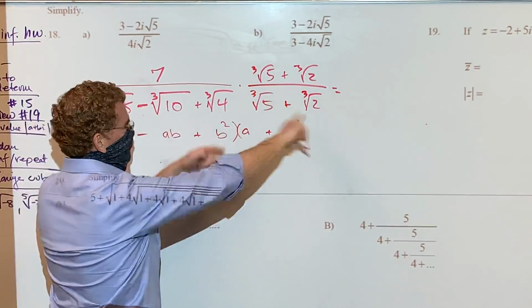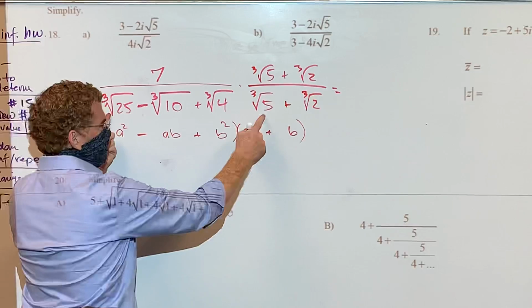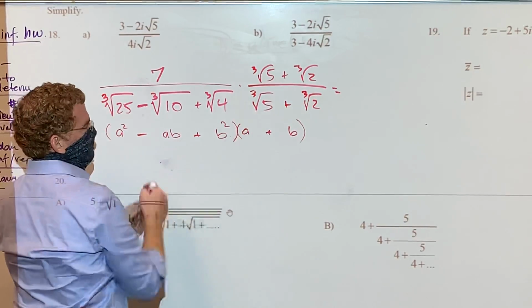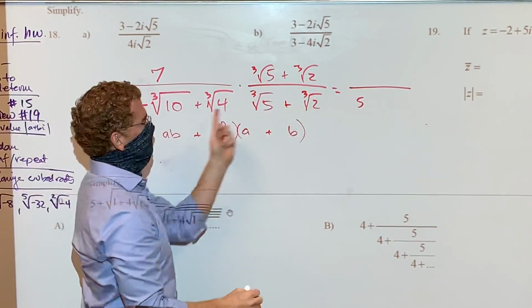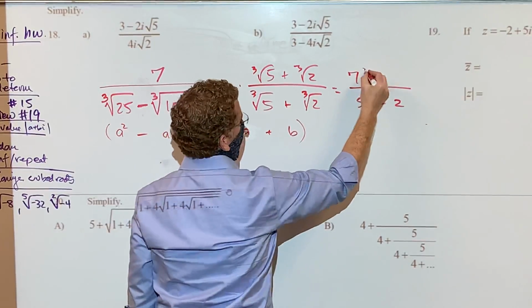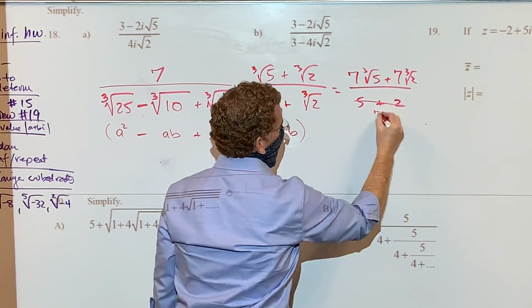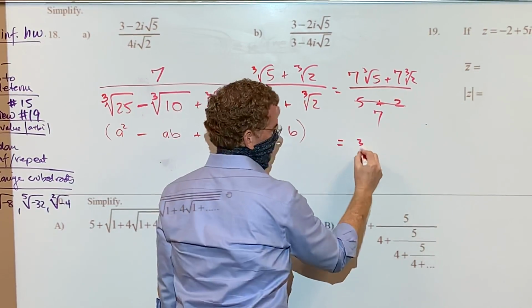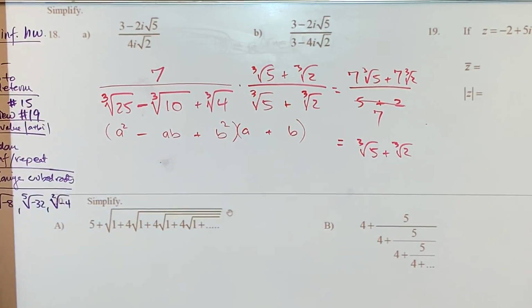And what's going to happen when you multiply all this junk out? You're going to get 6 terms. The 4 middle ones are going to cancel, and all that's going to be left is first times first. So that times that's cube root of 125, 5. And then last times last is positive cube root of 8, 2. And I end up with 7 cube root of 5 plus 7 cube root of 2 over 7. And then all those 7's cancel, and I get cube root of 5 plus cube root of 2. That could totally be on there.